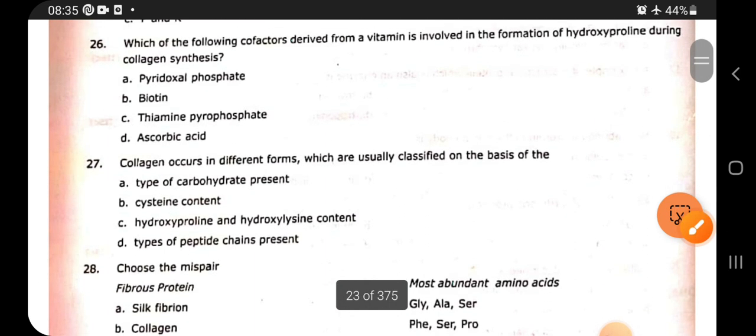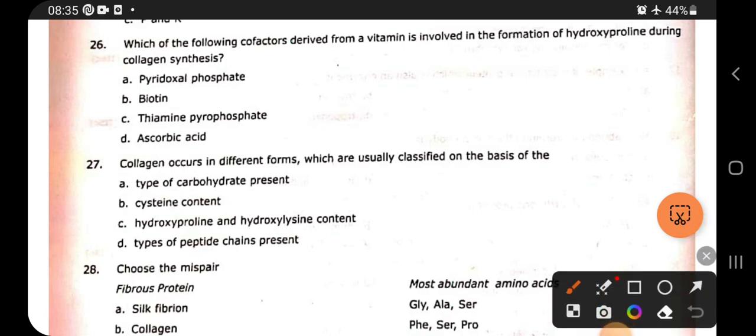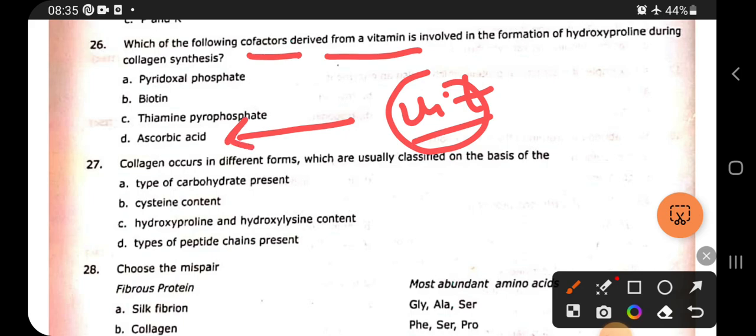Then we come to 26th question. Which of the following cofactors derived from a vitamin is involved in the formation of hydroxyproline during collagen synthesis? Basically for hydroxylation, your enzyme requires a cofactor which is ascorbic acid, or vitamin C. So there is a cofactor which will be derived from vitamin C, which will be utilized by your prolyl hydroxylase for the hydroxylation of proline.